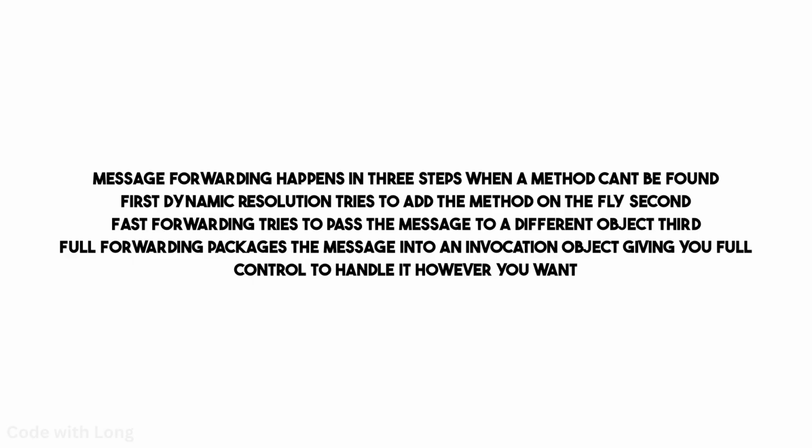Explain the full message forwarding mechanism in Objective-C, including all three potential receiver steps. Message forwarding happens in 3 steps when a method can't be found. First, dynamic resolution tries to add the method on the fly. Second, fast forwarding tries to pass the message to a different object. Third, full forwarding packages the message into an invocation object, giving you full control to handle it however you want.